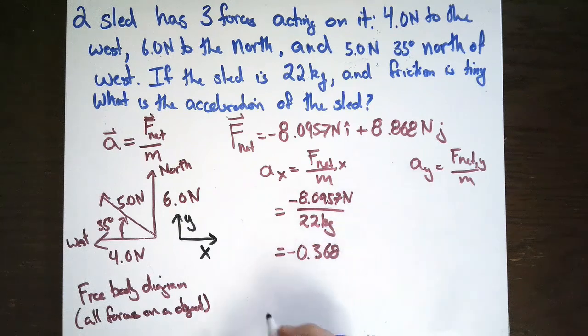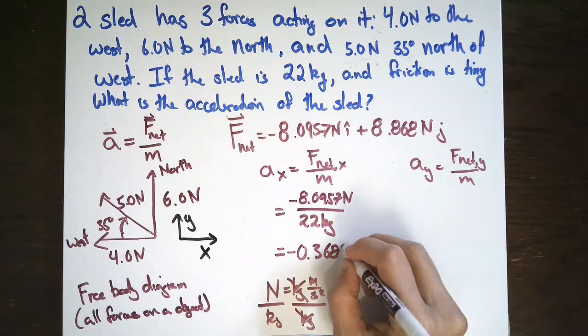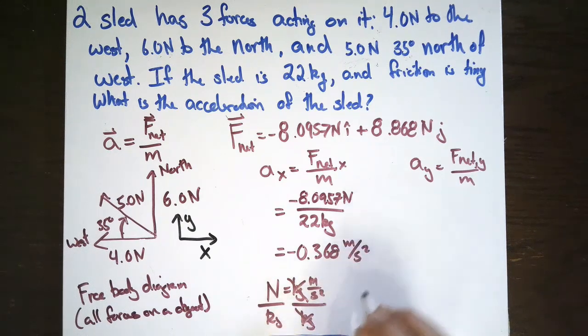All right, well, what are newtons? Newtons are kilograms meters per second squared, and we're dividing that by a kilogram. So Newton divided by a kilogram. Here's a Newton split up into its base units, and we have a kilogram and a kilogram. So those guys will cancel, and we're left with meters over second squared. Nice. That's what we'd want for an acceleration.